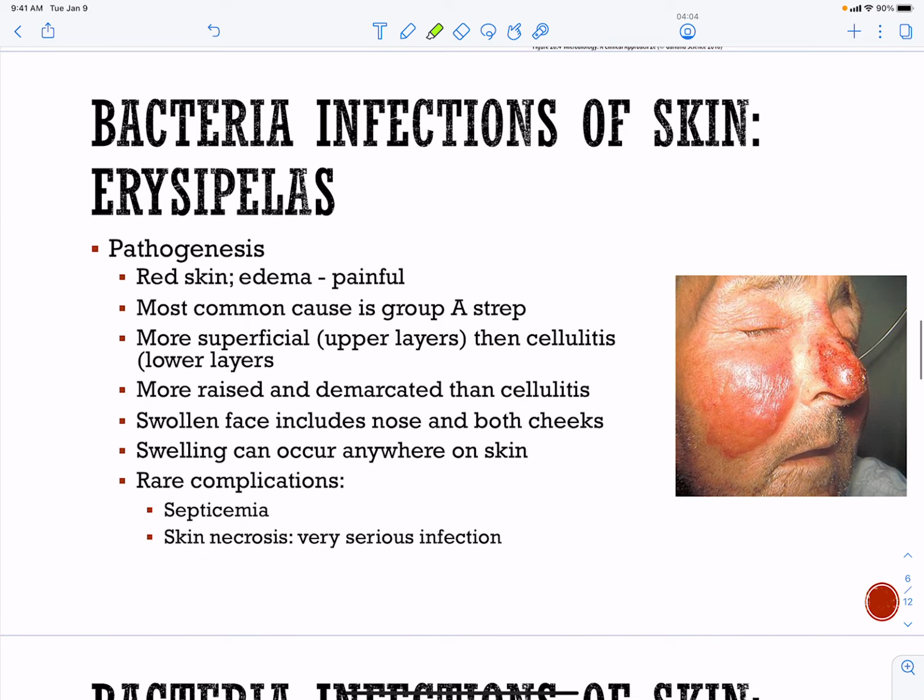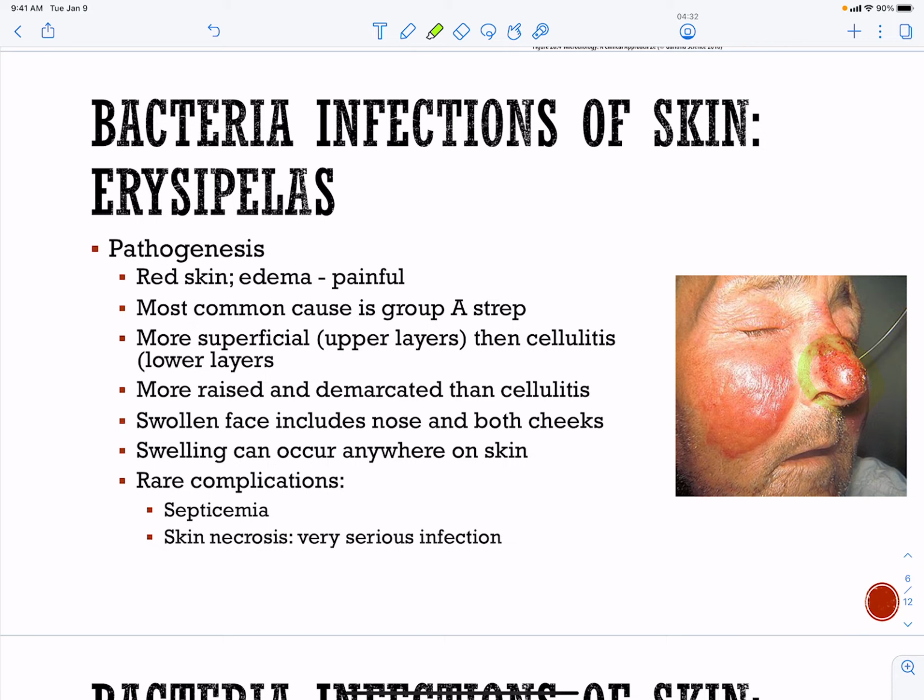Now, some other infections that our strep A can cause is erysipelas, and this causes edema, which is red, painful, swollen nodules, and the edema means basically that your white blood cells are moving into the tissue that is infected. This can also potentially be caused by our staph species as well, but it's most commonly caused by strep A, which is our pyogenes.